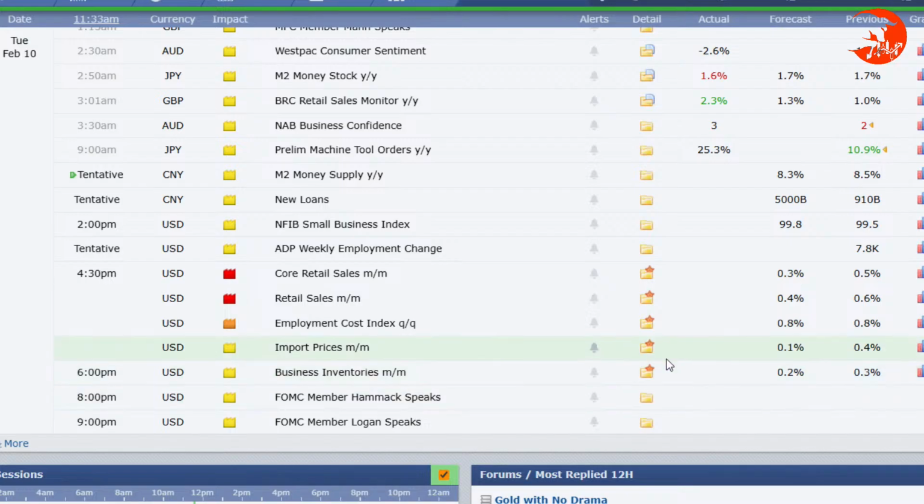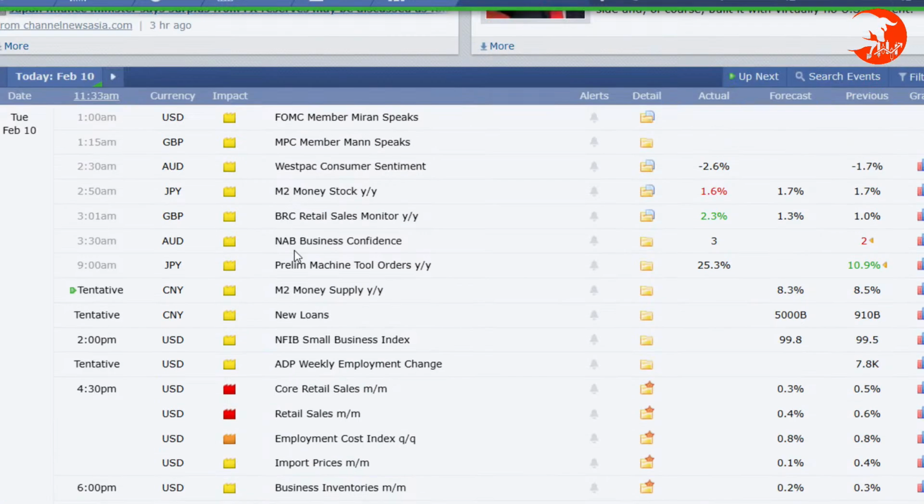So between now and 4, it's going to be a slow market, because clearly you can see there's nothing happening. The news items, these are all insignificant.